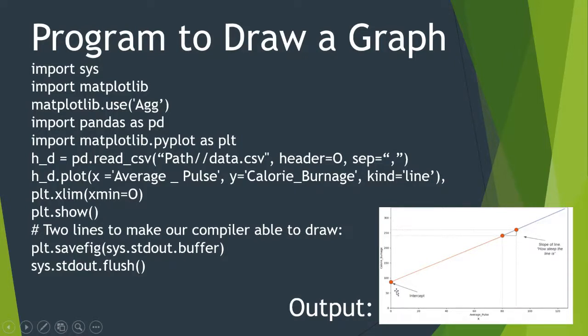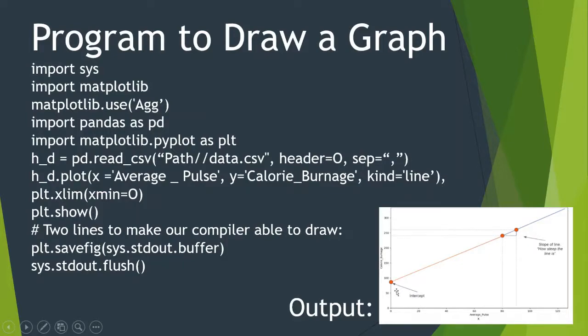And then these things are for the graph, and then plt.show, because we are using it to show the graph, and if we don't use this function, it will not show the graph. So we are using this to save this in the compiler.